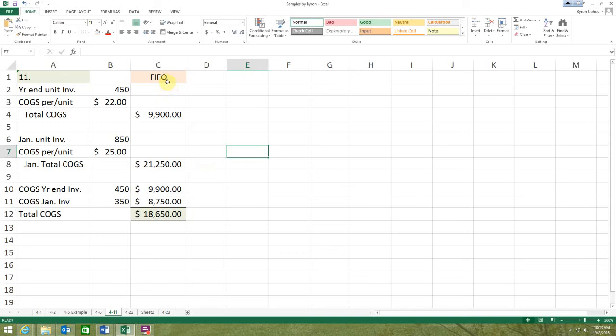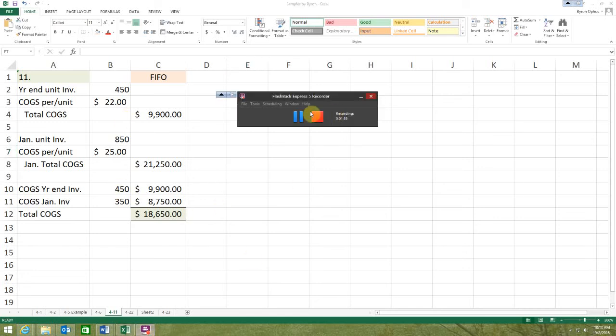Okay. So I'm doing a FIFO, or first in, first out, and so that means that the first inventory that I have or that I've produced is the first out the door, and therefore I need to calculate it that way.